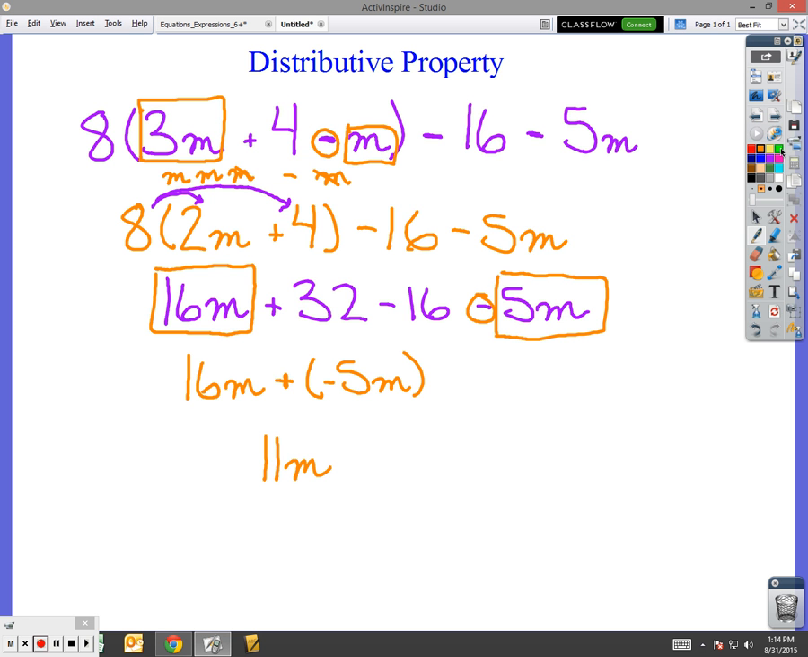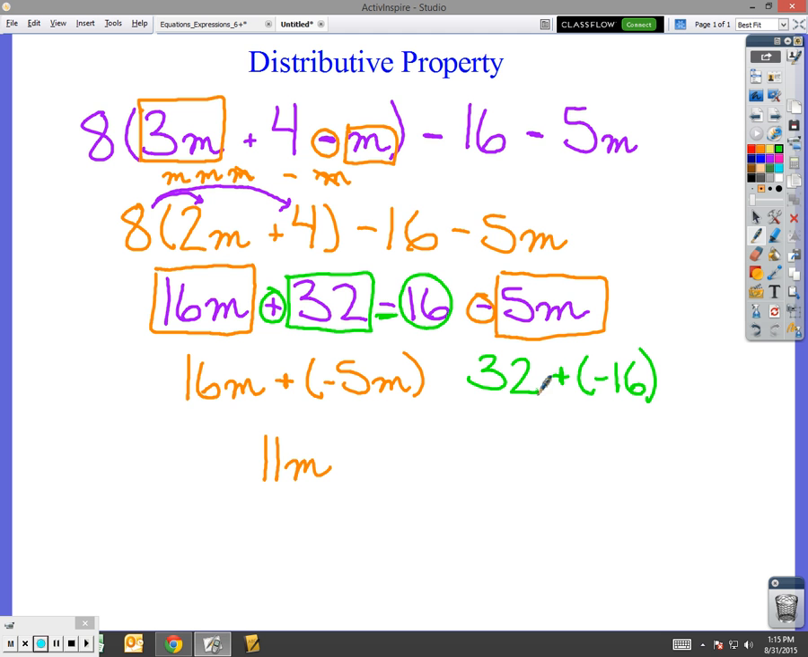Now I combine my other two terms. I have 32, which is a positive. I know that because there's a plus sign in front of it. Minus 16. And I can do the same thing that I did before. Now I have 32. Combining like terms plus a negative 16.